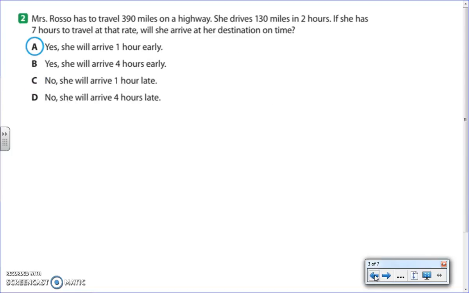It says Mrs. Rosso has to travel 390 miles on a highway. She drives 130 miles in 2 hours. If she has 7 hours to travel at that rate, will she arrive at her destination on time? So I think of this as a unit rate problem. When I think about it, it says this is how far she has to travel. This is not part of the problem.